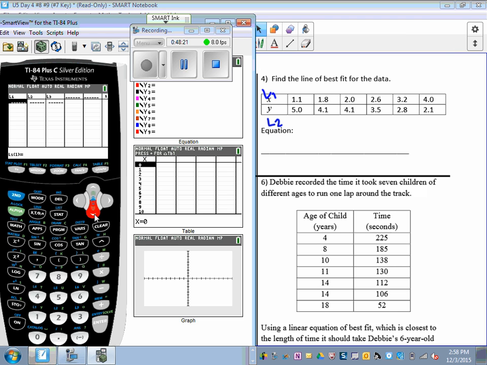So my X values, we have 1.1, 1.8, hit enter after every single number, 2.0, 2.6, 3.2, and 4.0.